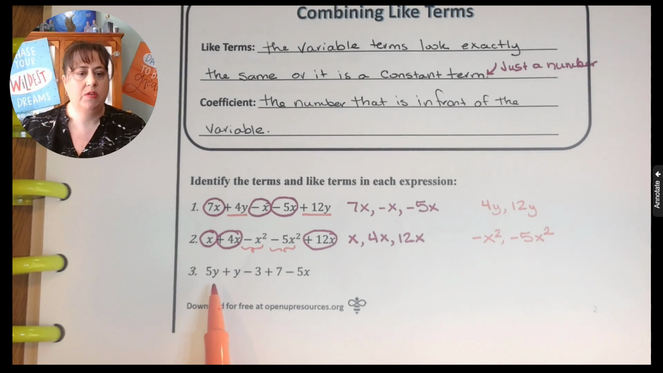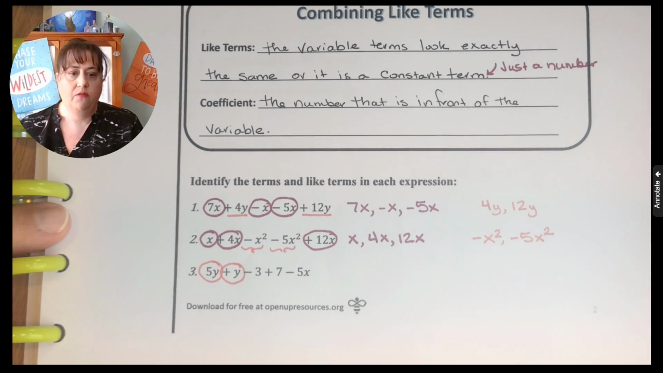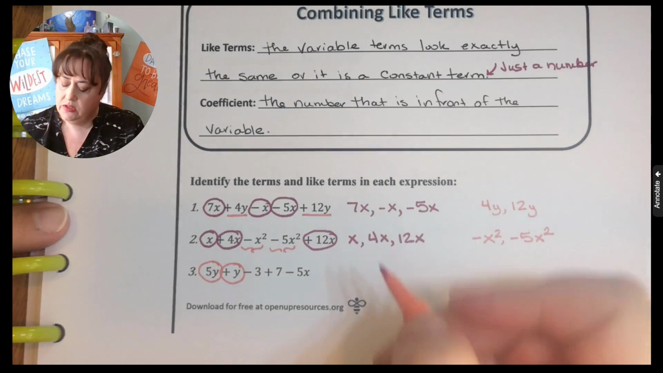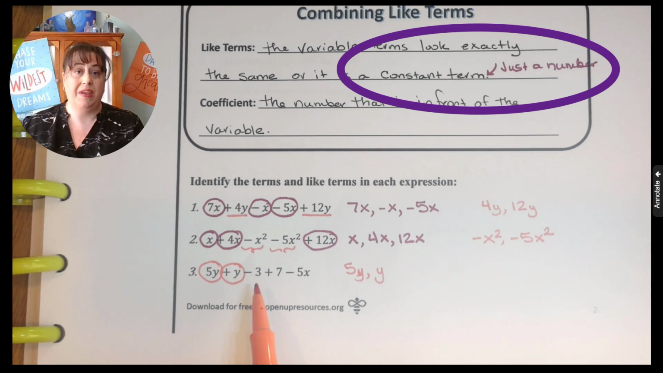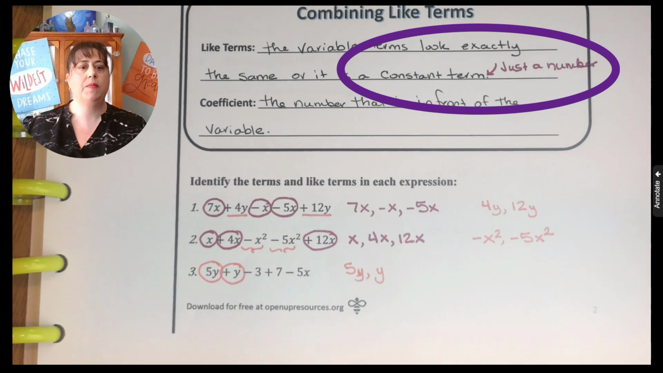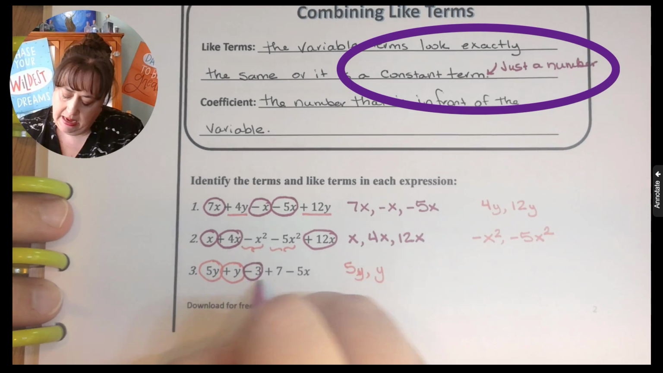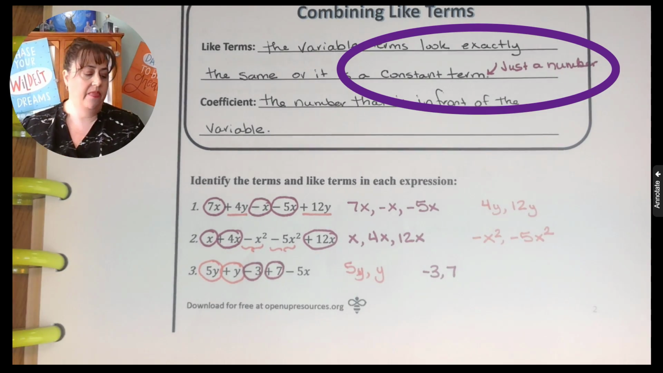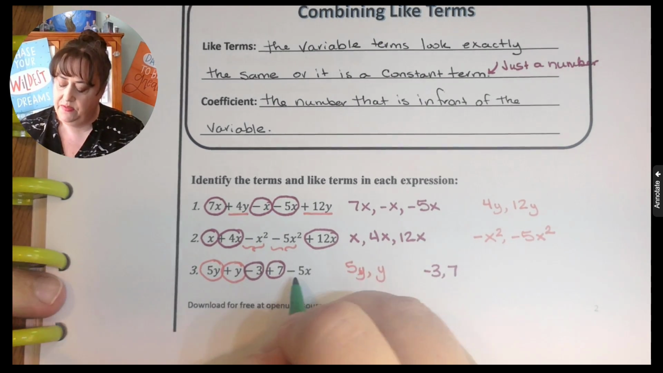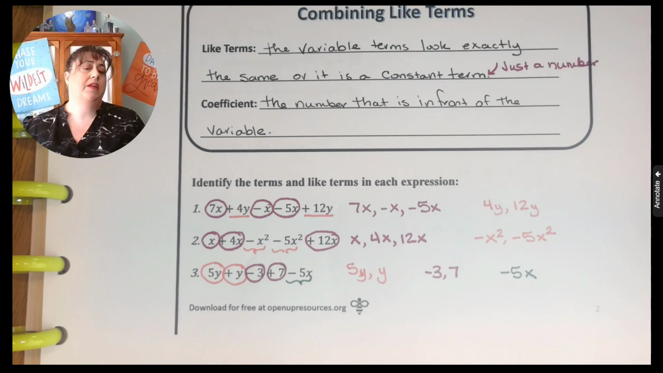So now let's look at the next one. The first variable term I come to is this 5y, so that's where I'm going to start, and I'm going to go find all my y terms. 5y and a y, and there's no others, and I'm going to write those down, and then I keep on going. The next thing I come to is this negative 3. That is a constant term. A constant term is one that does not have a variable, like we said up here at the top. So the negative 3 and another one without a variable would be the 7. So negative 3 and a positive 7. And then I have this negative 5x just hanging out right here. It's all by itself. So all we did was identify the terms and the like terms for each expression.